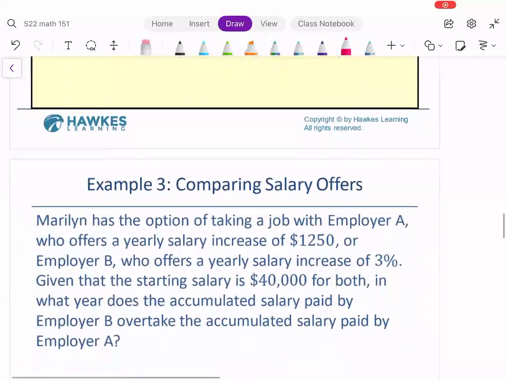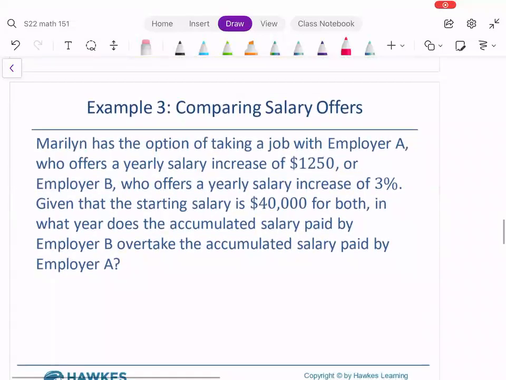Let's look at an example where we would use this. We have an individual that has the option of two different jobs, one with employer A, who is offering a yearly increase of $1,250, or employer B, who's offering an increase of 3%, and the starting salary is the same for both. In what year does the accumulated salary paid by B overtake the accumulated salary paid by A?